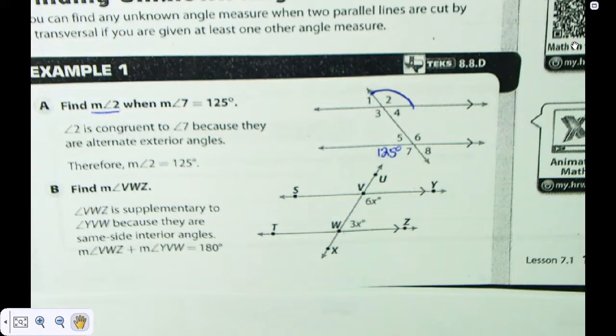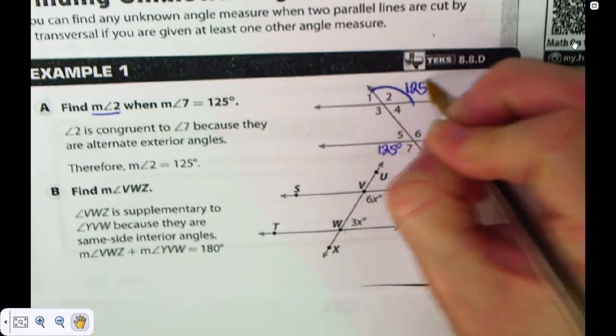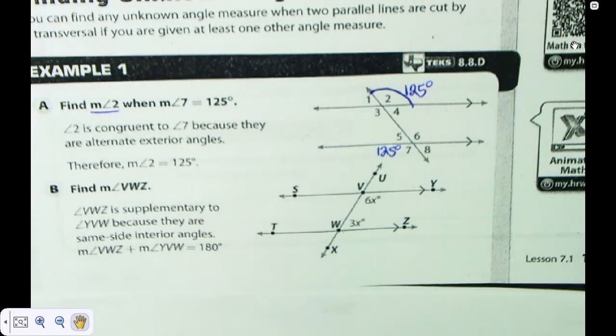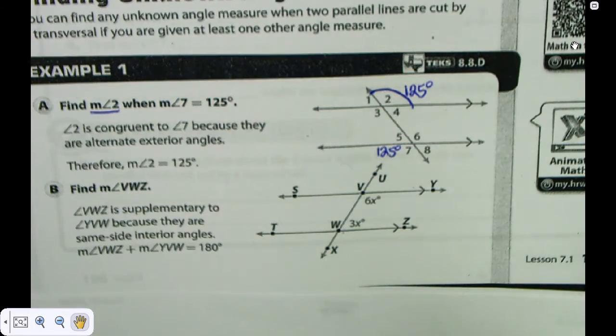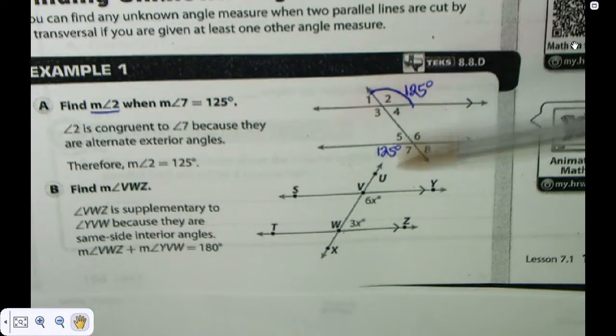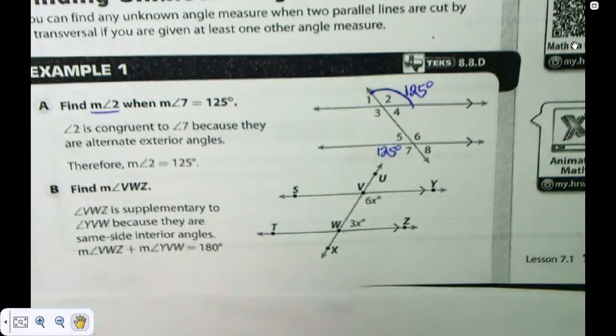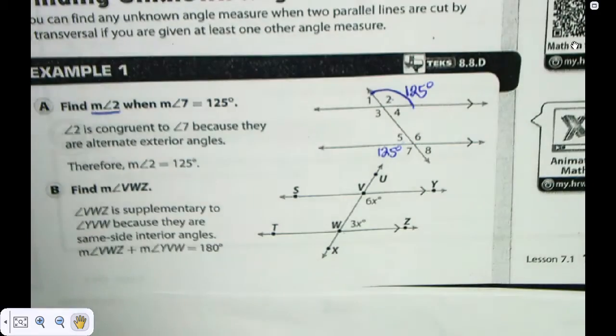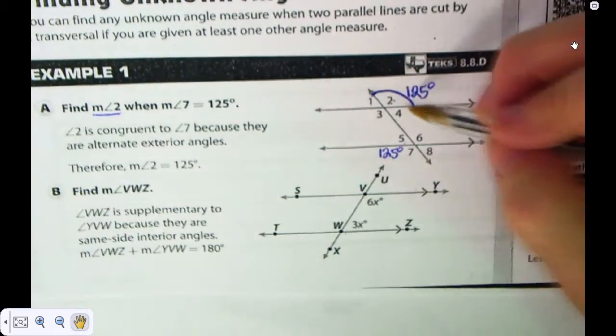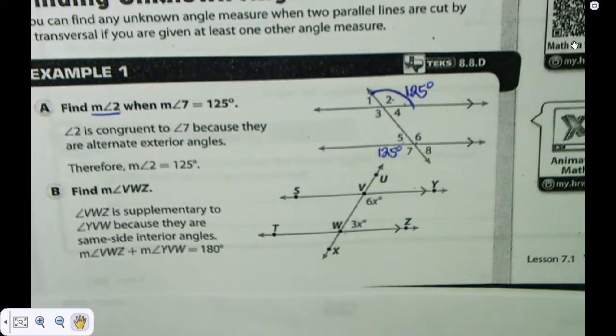Okay, Trent, what is it? Why is it 125? We didn't have any math to do on the calculator. Why did we know that right off the bat? What is the reason, Kristen? There you go. That's exactly what I wanted to hear. 2 and 7 are alternate exterior angles. So there was no math to be done. All you had to do was look at the reasoning. Does everybody understand why that's 125?